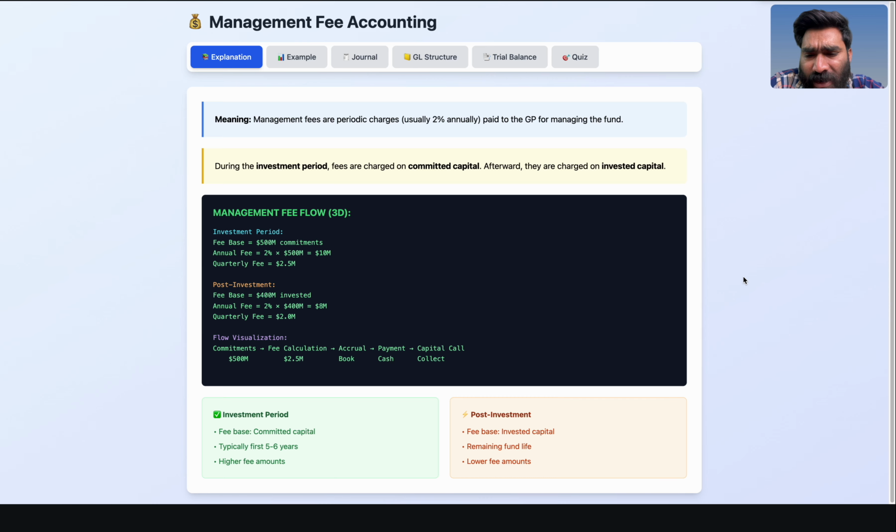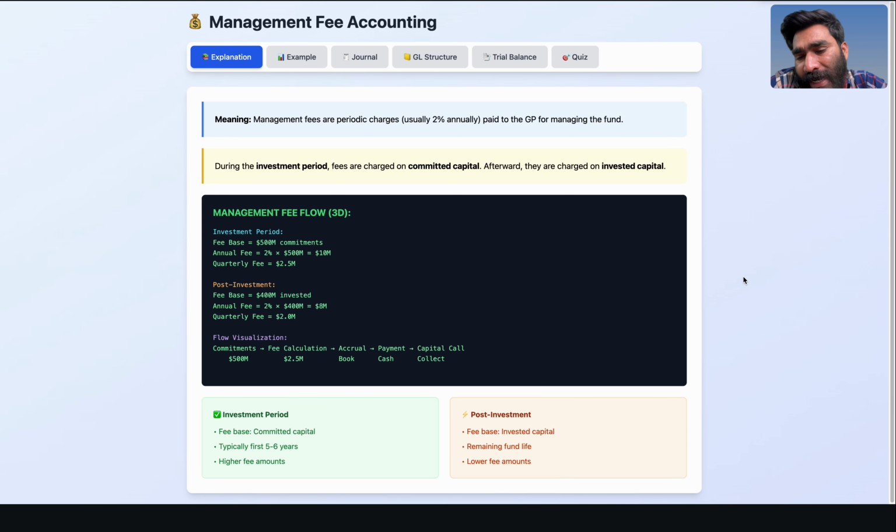So committed capital 500 million, fees were 2.5 million quarterly. Accrual you can book, and it can even be paid in cash as well, or maybe at the time of a capital call, or a capital call can be initiated to collect that management fee, vice versa. There are a lot of ways to do it, offsetting or calling capital from the LPs for management fee adjustments and all.